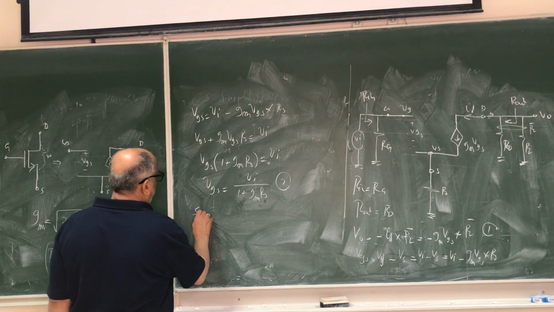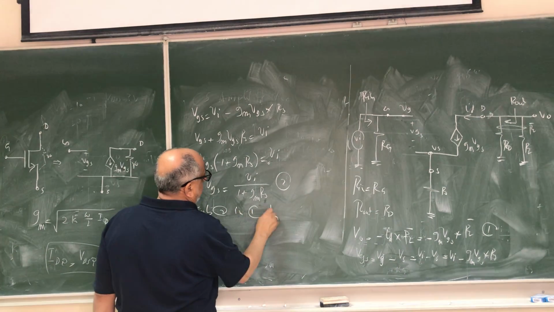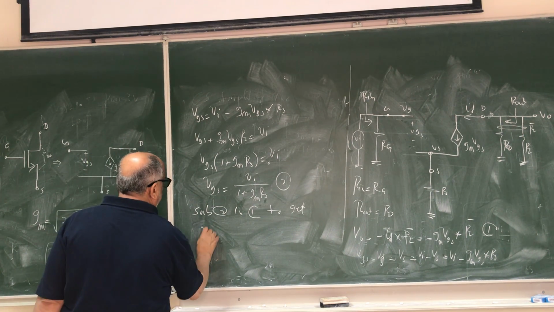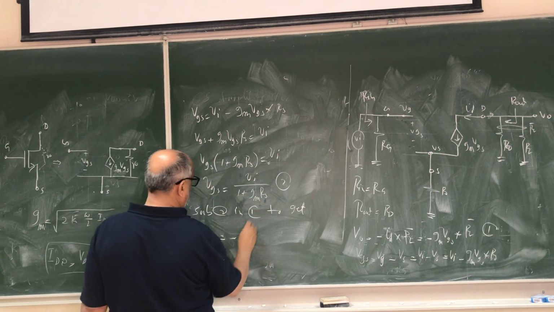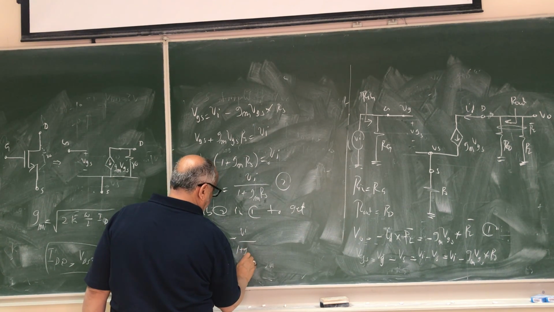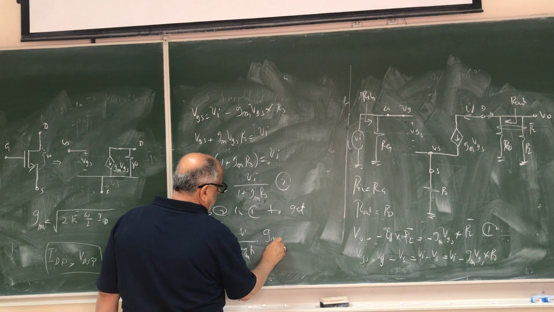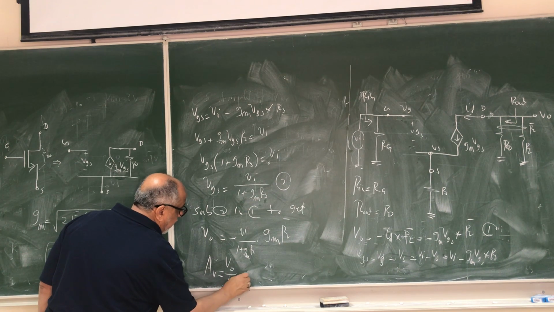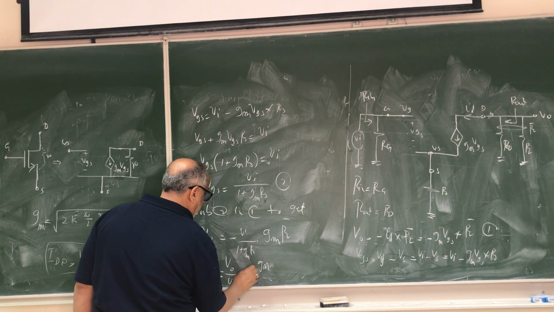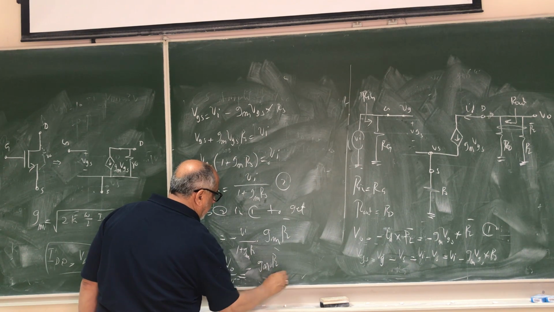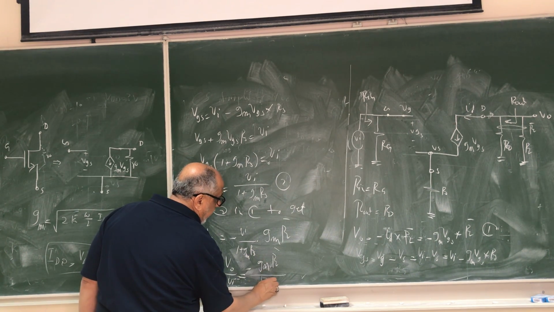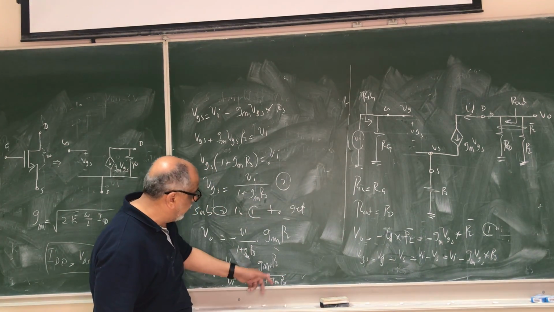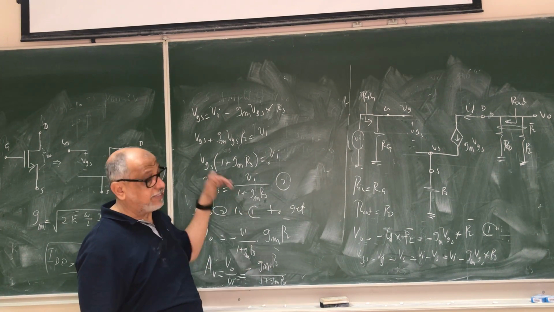So if we substitute 2 in 1, we get Vout equal to minus VGS, which is VI over 1 plus GM RS, times GM RL dash. So the gain Vout over VI equals minus GM RL dash over 1 plus GM RS. So you can see without RS this is the gain, with RS this is the gain, so RS will decrease the gain. Okay.